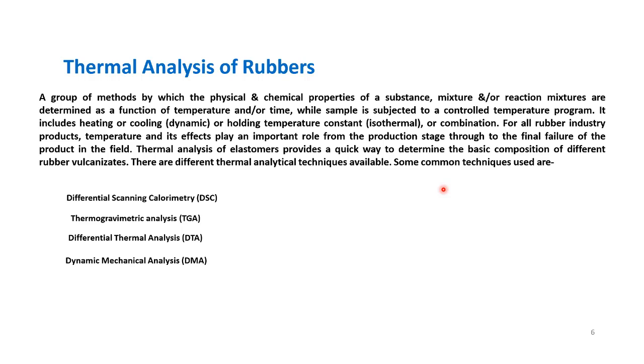In those cases, the common techniques which are used are differential scanning calorimetry, thermogravimetric analysis, differential thermal analysis. It is a differentiation of TGA only. So DTA is basically obtained from the differentiation of TGA value. And then we have the dynamic mechanical analysis, DMA.